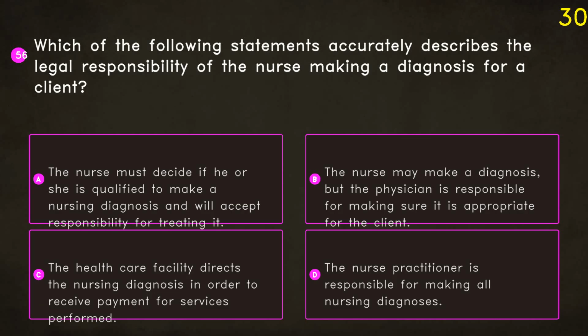Question 56. Which of the following statements accurately describes the legal responsibility of the nurse making a diagnosis for a client? A. The nurse must decide if he or she is qualified to make a nursing diagnosis and will accept responsibility for treating it. B. The nurse may make a diagnosis, but the physician is responsible for making sure it is appropriate for the client.